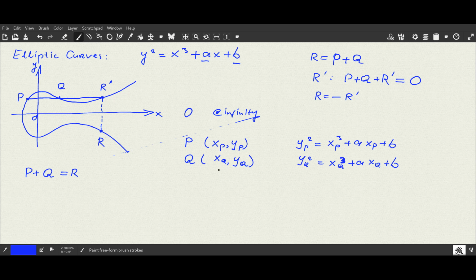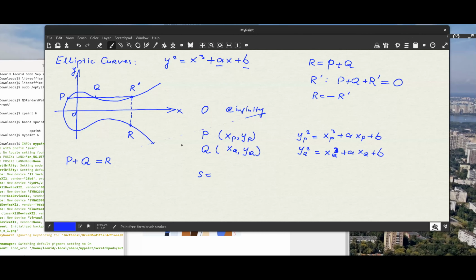Now, what do we know about R prime? If we draw a line through P and Q, then this line has an inclination to the x-axis, the tangent. Let me denote it by S, which will be, just a second, I apologize, I must respond to a very urgent call.